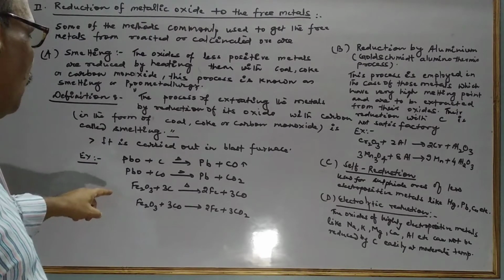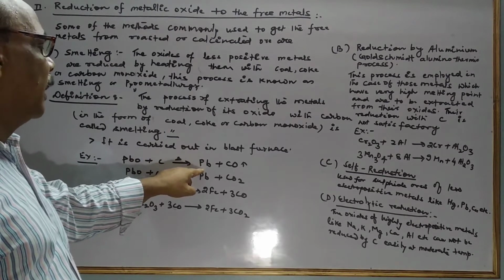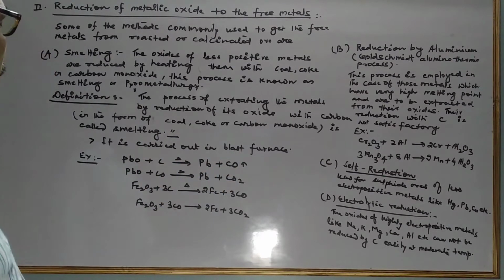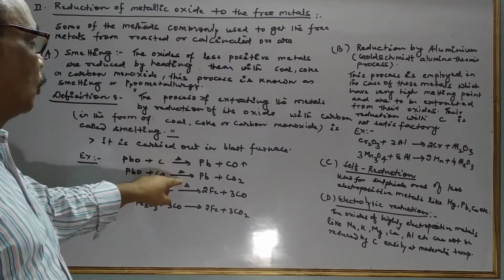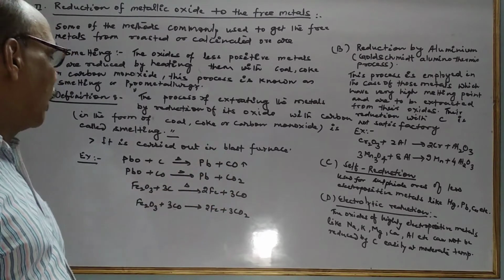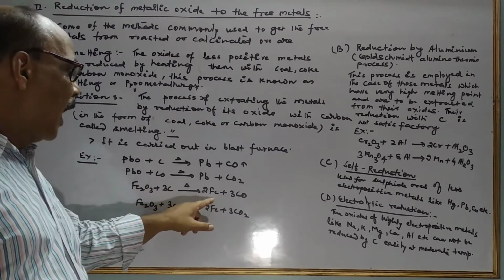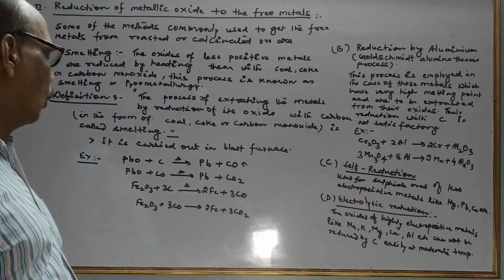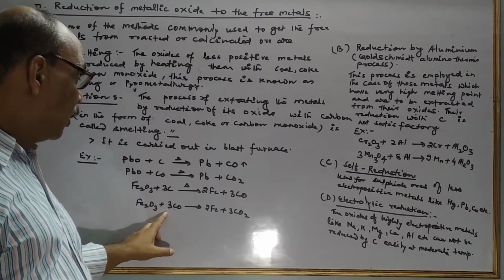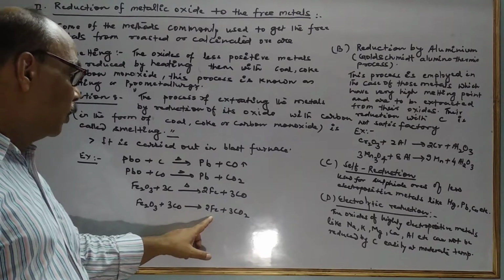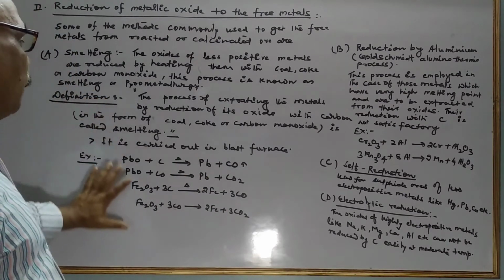See here, lead oxide on heating with carbon gives lead plus carbon monoxide. Lead oxide, when reduced with carbon monoxide, forms lead and carbon dioxide. Ferric oxide on reduction with carbon gives crude iron and carbon monoxide. Ferric oxide on reduction with carbon monoxide gives free crude iron plus carbon dioxide. So this is called pyrometallurgy.